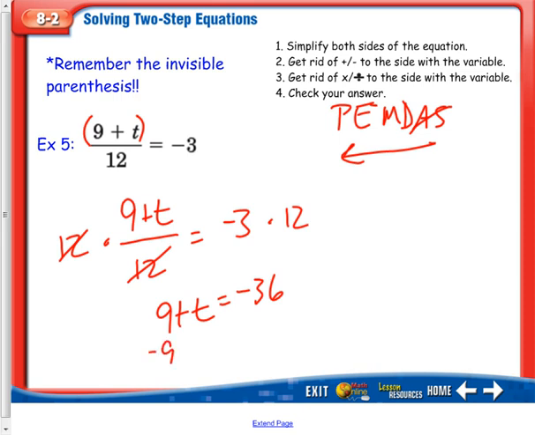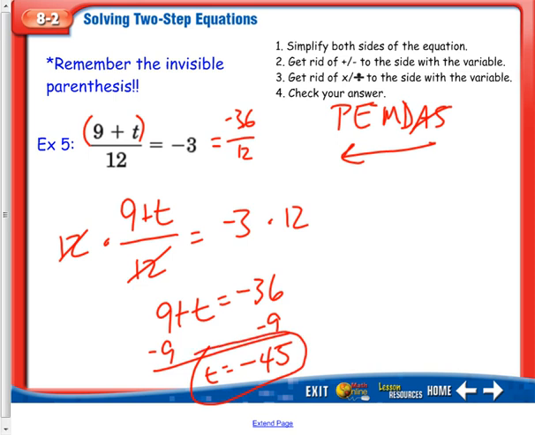Now let's subtract 9 on both sides, and I get t is equal to -45. All right, let's check this out. So if I have 9 plus -45, so if I have 9 and I owe 45, that's going to mean I owe 36. And if I owe 36 and I divide by 12, that will give me -3. So t equals -45 is my correct answer.